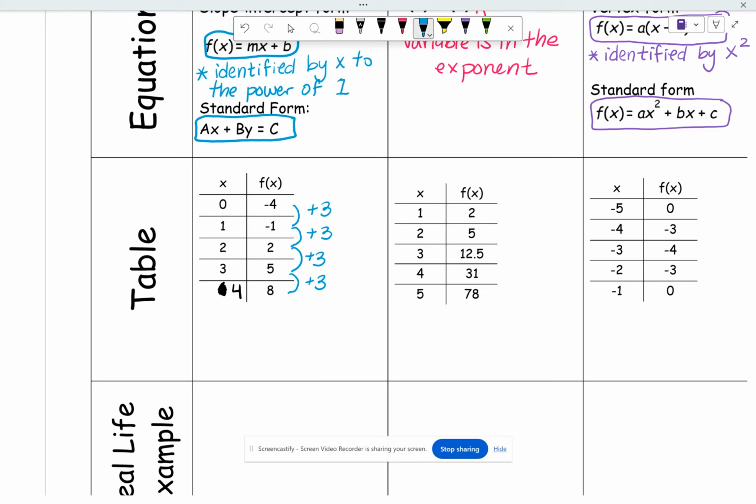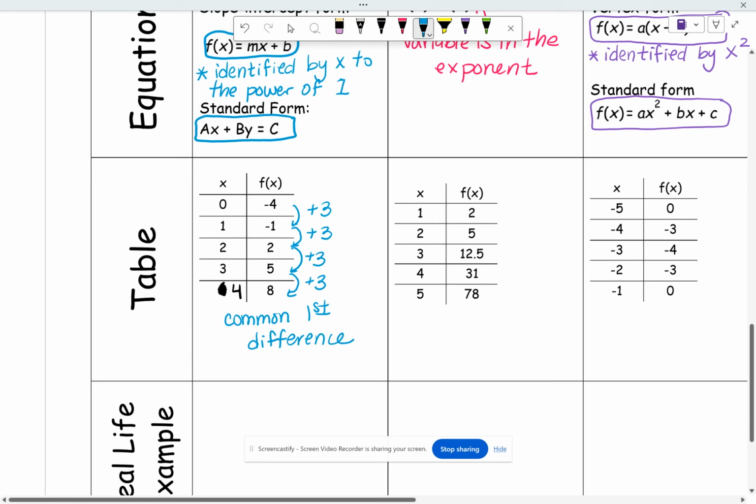All right, so we'll call this the common first difference. And the common first difference means that it is a linear function. So if I'm throwing tables at you and I'm like, oh, look at all these tables, which one is linear? You are going to look for something that has a common difference in the y value. As long as we have consecutive x values.